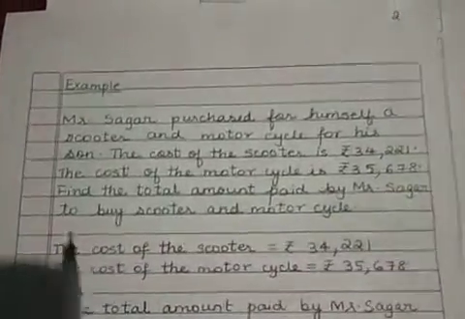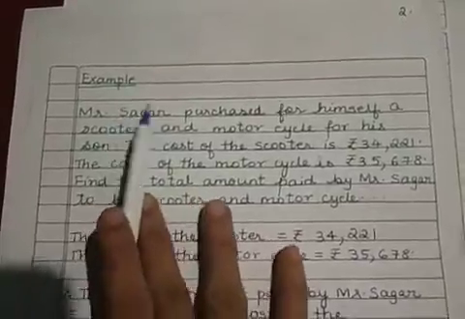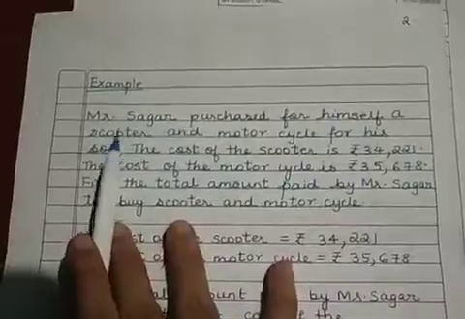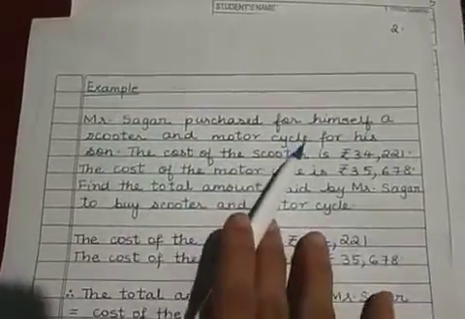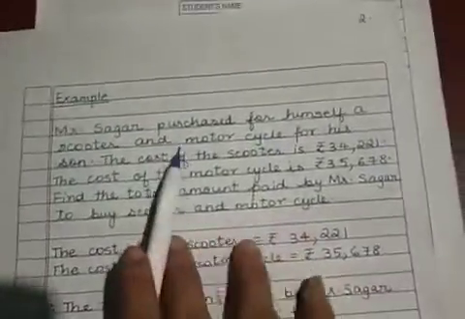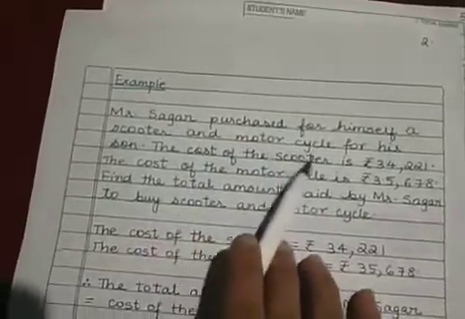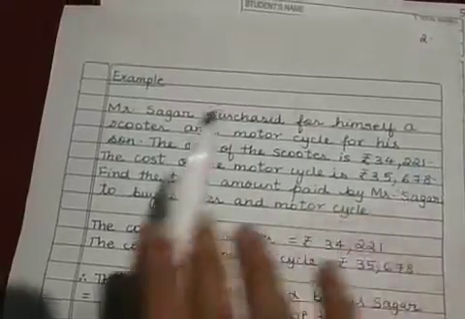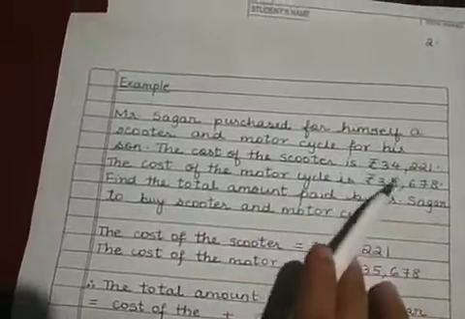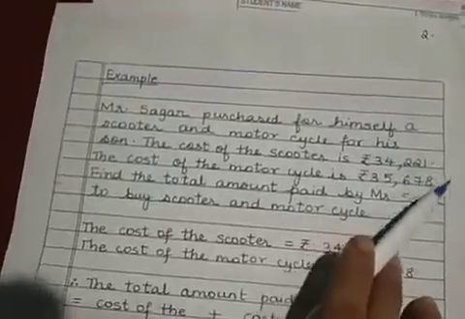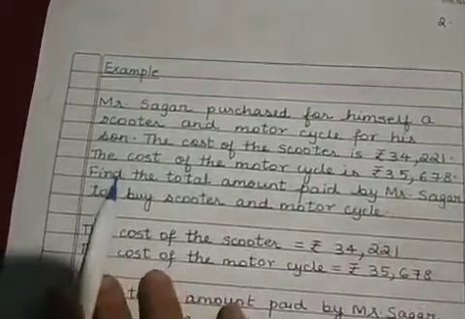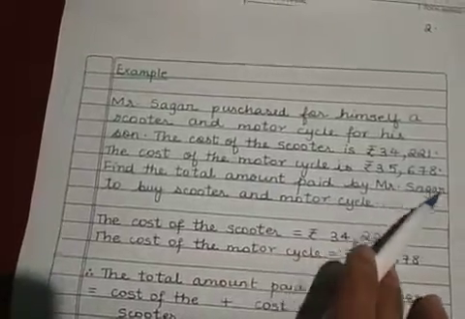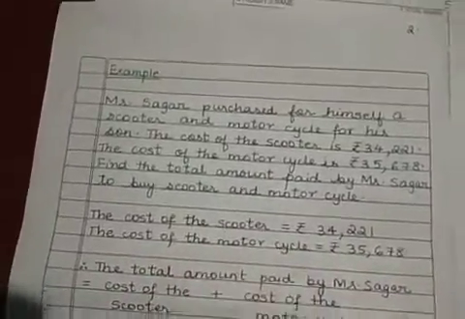So it is said that Mr. Sagar has purchased for himself a scooter and for his son he has purchased a motorcycle. Now it says the cost of the scooter is 34,221 and the cost of the motorcycle is 35,678. Now here it is said, find the total amount paid by Mr. Sagar to buy scooter and motorcycle.